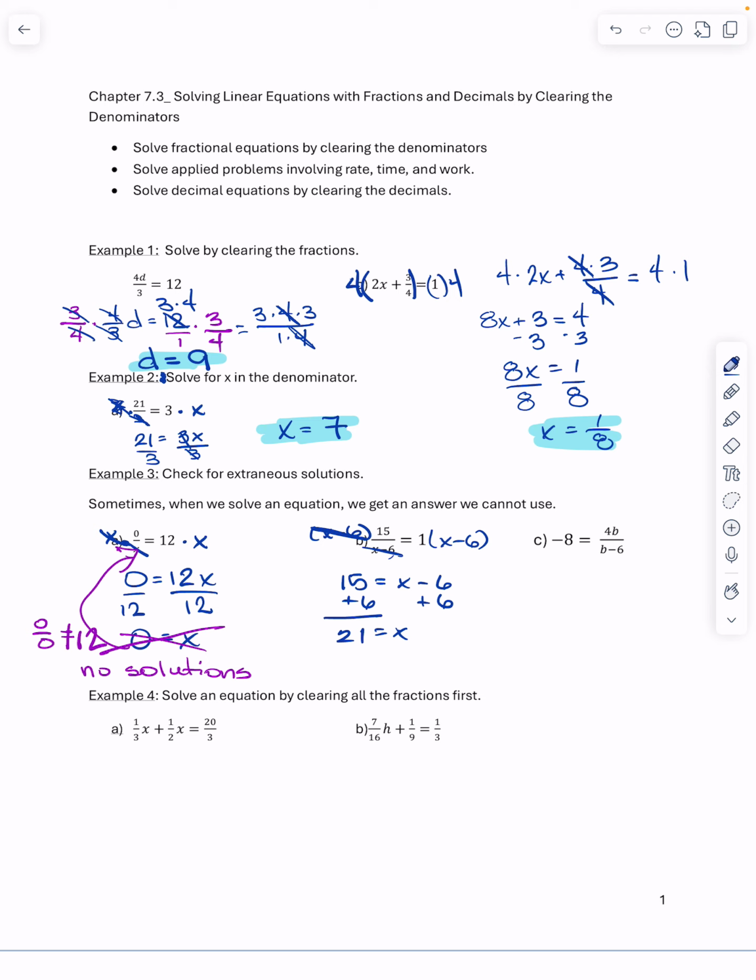I definitely want to take that 21 and plug it back in, make sure it works. So I'm going back up to my equation here. 15 over 21 minus 6 is 15 over 15, which actually equals 1, so that works. And that one's okay.